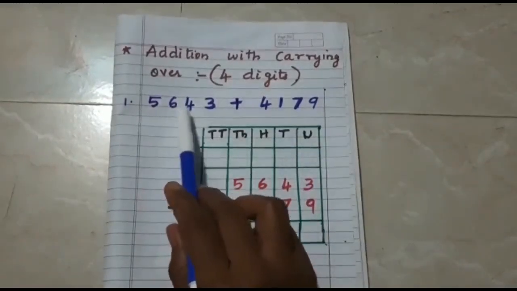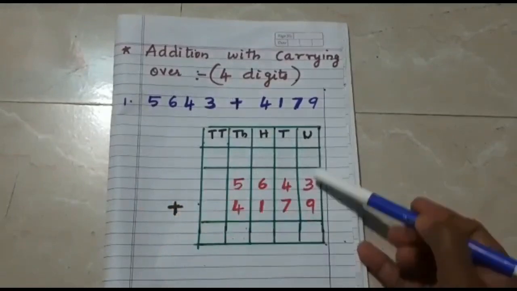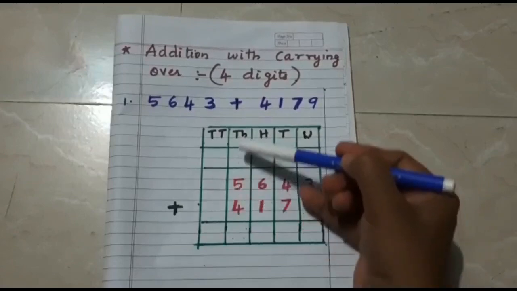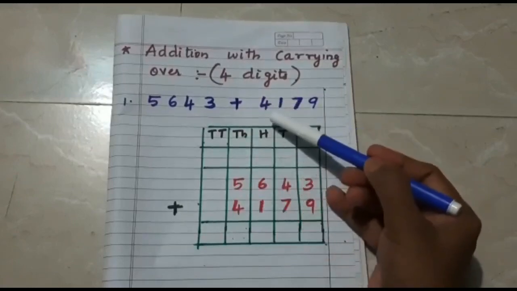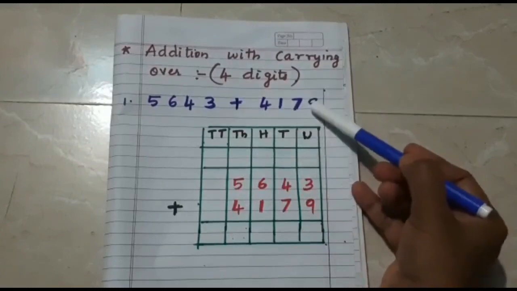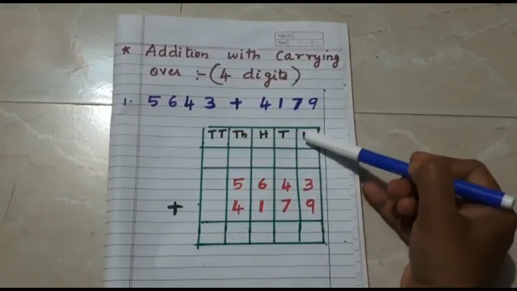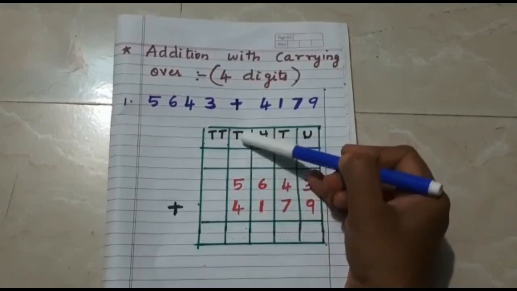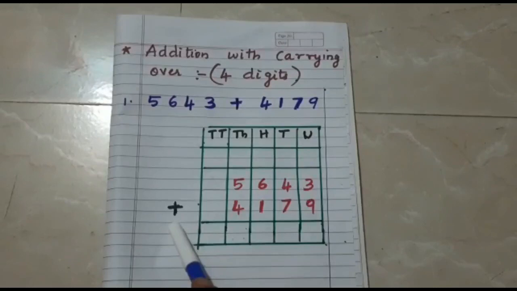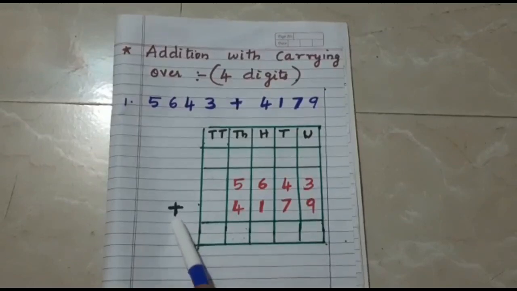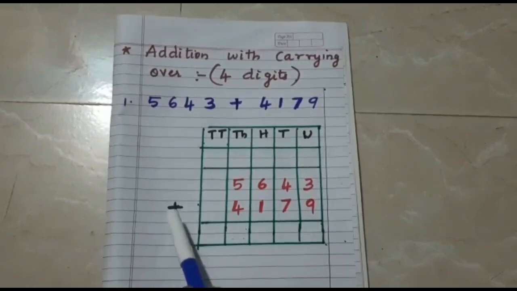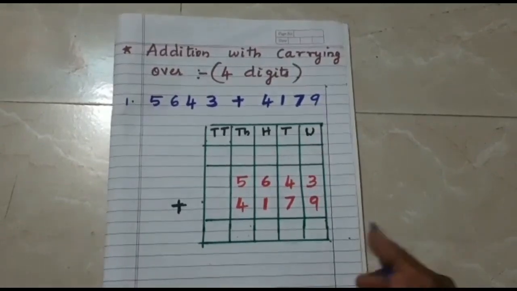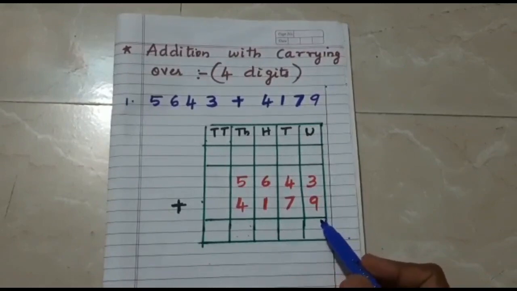For 5643 I have written 3 in the units place, 4 in the tens place, 6 in the hundreds place, 5 in the thousands place. Then for 4179 I have written 9 in the units place, 7 in the tens place, 1 in the hundreds place, 4 in the thousands place. Then without forgetting, you are supposed to write the plus sign because we are carrying out the addition. Now as I have told you children, we are going to start the addition from the units place.